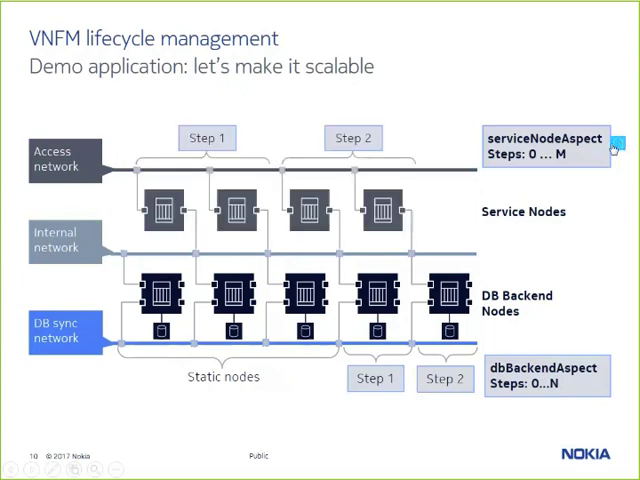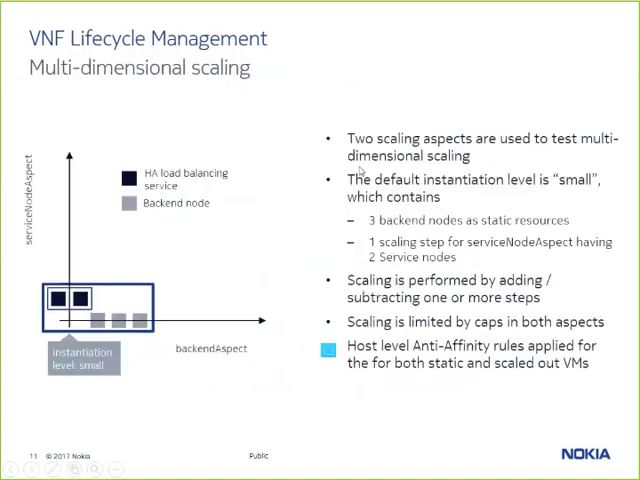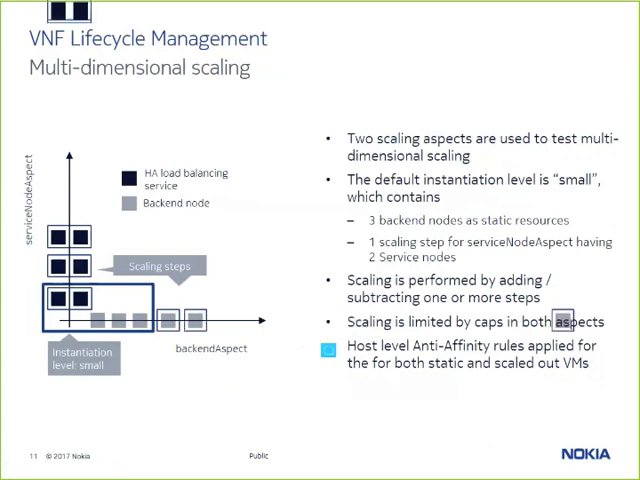Okay, so let's move on. How will our demo application look? We will have an instantiation level small with 2 service nodes and 3 backend nodes. These are the static nodes. And on top of this, we can define the scaling steps both for service nodes and for the backend nodes. And we will choose a case when we scale out the backend nodes by an additional 2 VMs.